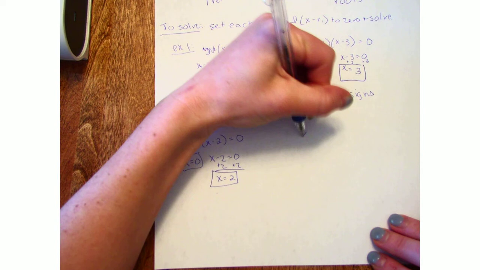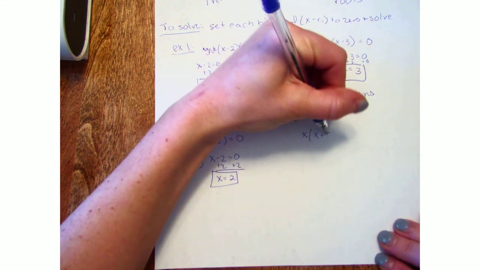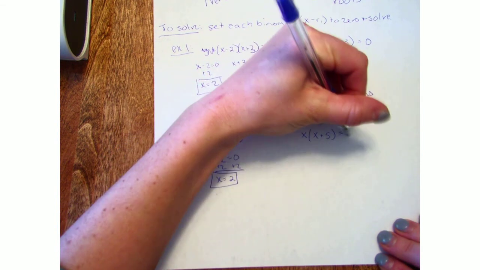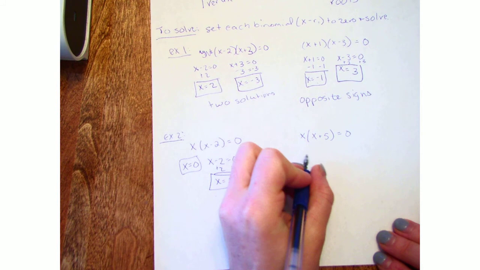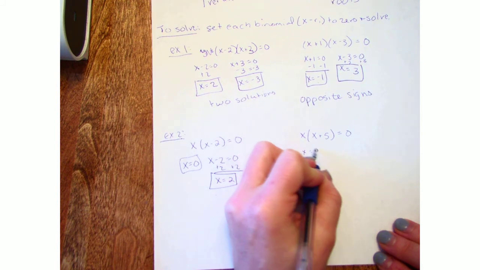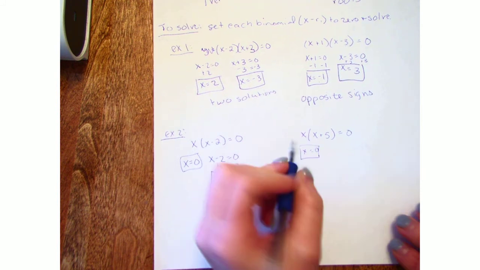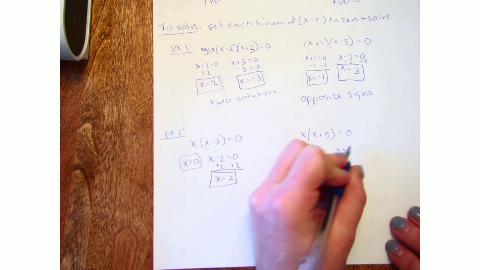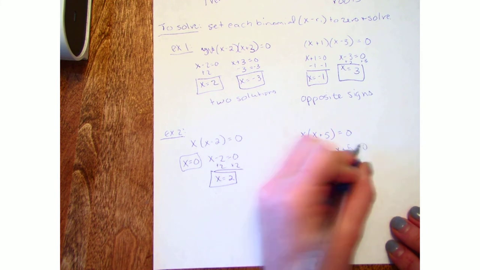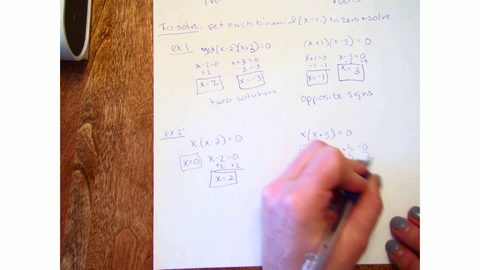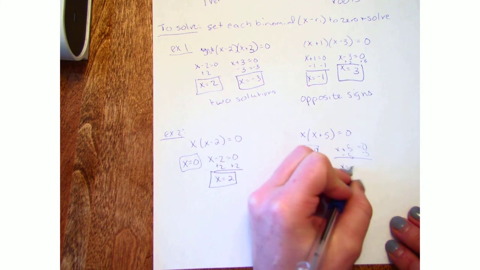So if I looked at this one, x equals 0. Sorry, I'm a lefty, my arm gets in the way. And then x plus 5 equals 0. Subtract 5, x equals negative 5.